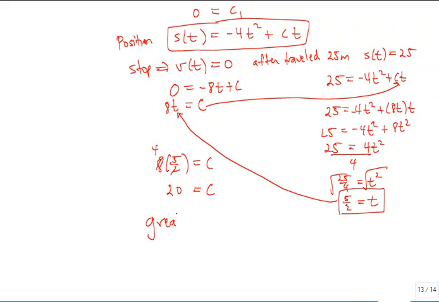So the greatest speed that I can be going is 20, and my units here were meters per second. So I can be going as fast as 20 meters per second in order to stop in a distance of 25 meters. Okay, so that one was pretty tricky.